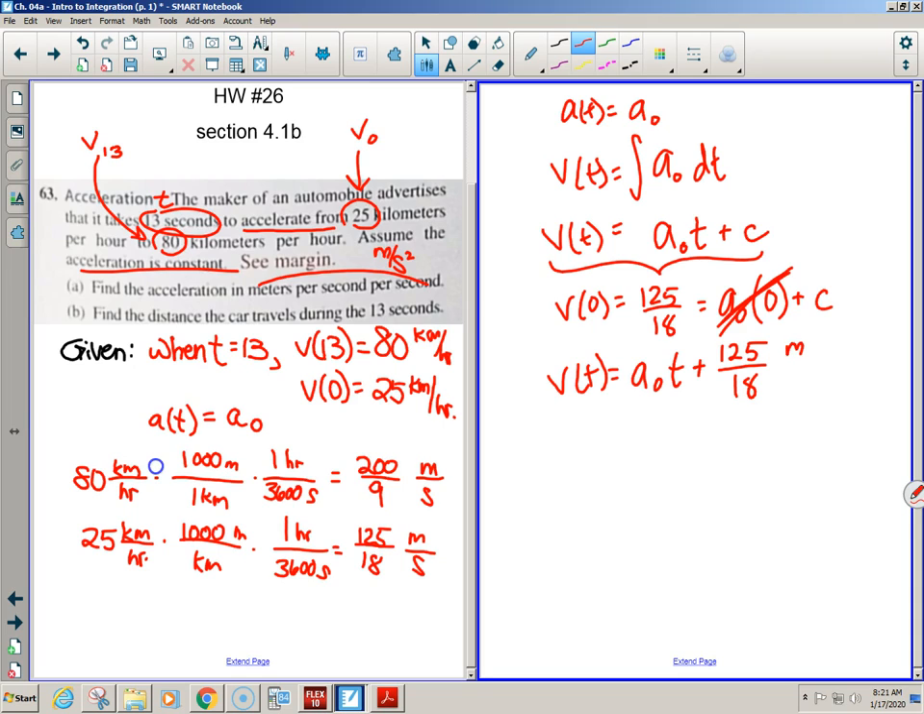Now, I'm going to prove a point to you. I'm putting meters per second. Dimensional analysis is technically just called keeping the units in the expressions. However, we need to keep going. Find the acceleration.